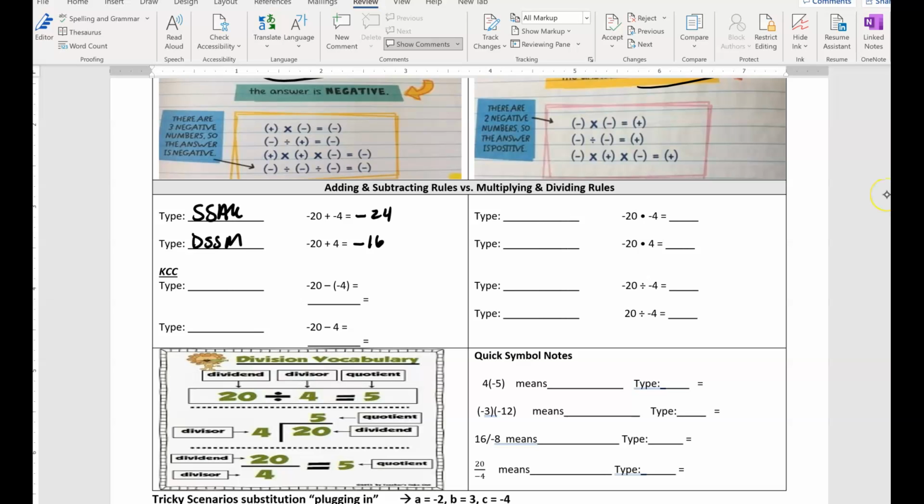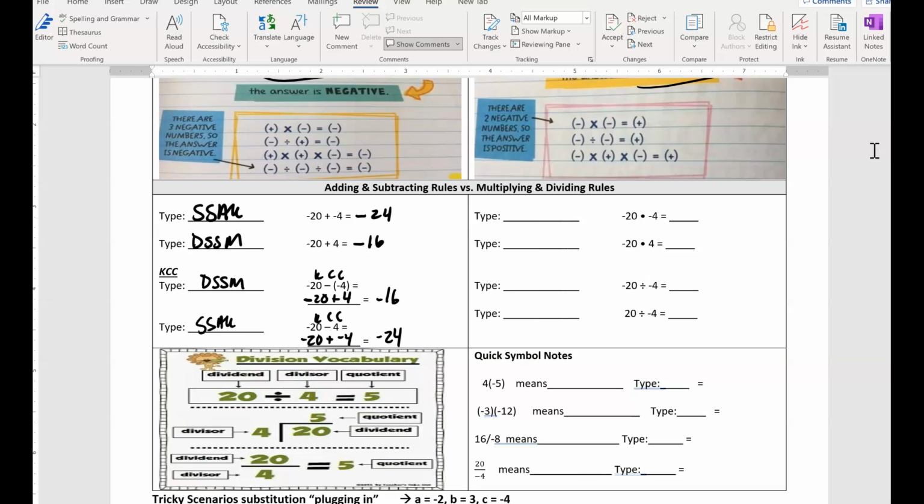Remember, when we see subtraction, we immediately have to change it to an addition problem by using KCC. So negative 20, we keep. Change that to a plus sign, change that to a positive 4. That's a BSSM again, and we already know that that is the same exact problem that we just had above, negative 16. Same thing here. KCC, negative 20 you keep, change the minus sign to a plus sign. Don't forget to change that last one to negative 4, because it was a positive 4, now it's a negative 4. That's SSAK, and that's negative 20.